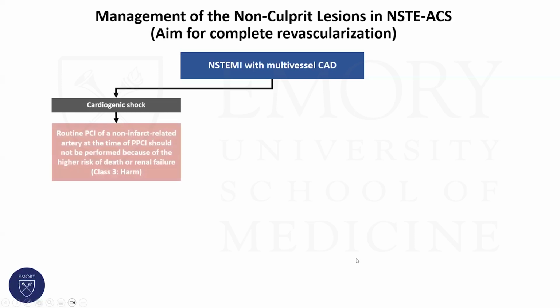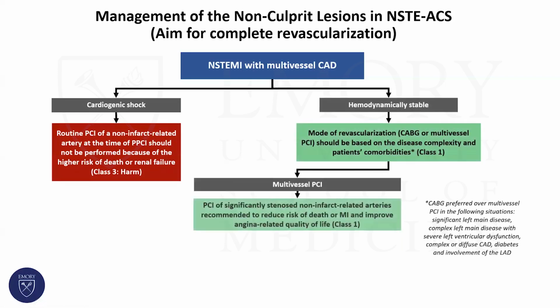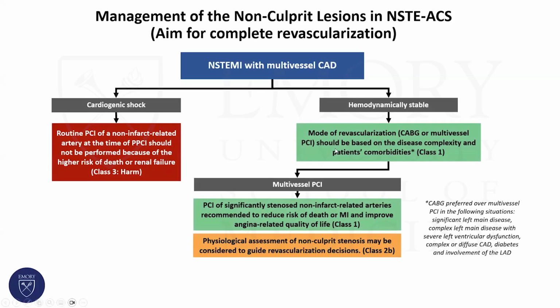What about non-STEMI ACS? Again, in patients with cardiogenic shock, do the culprit vessel only, do not do a non-culprit artery. That's a class 3. If the patient is hemodynamically stable, modes of revascularization, CABG or multivessel PCI, are based on disease complexity and patient comorbidities. You can proceed with PCI of significantly stenosed non-culprit arteries to reduce risk of death or MI and improve angina-related quality of life. That's a class 1. And only in non-STEMI did we add this portion.